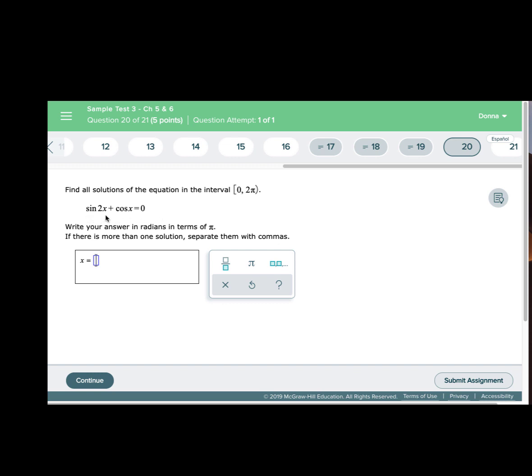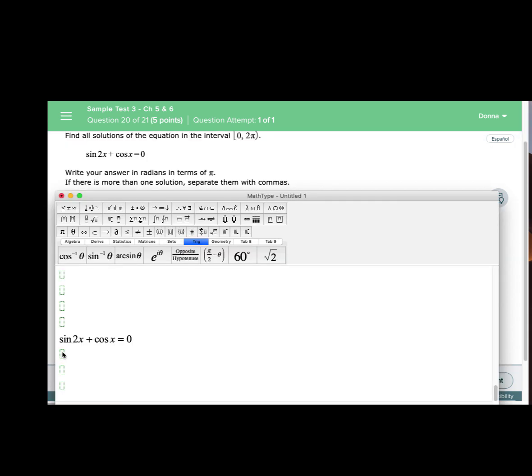Because we see sine 2x, that's our clue that this might be a prospect for the double angle formula. In the first argument, we have 2x, and the second, we have x. Using the double angle formula for sine 2x, we have 2 sine x cosine x, replacing the sine 2x, and then copying the remainder of the problem, plus cosine x equal to 0.